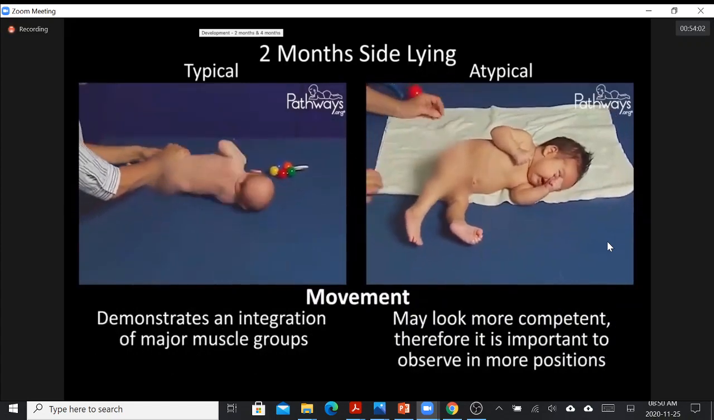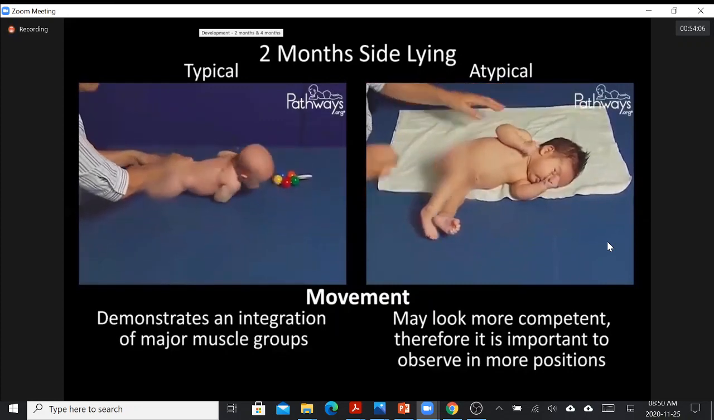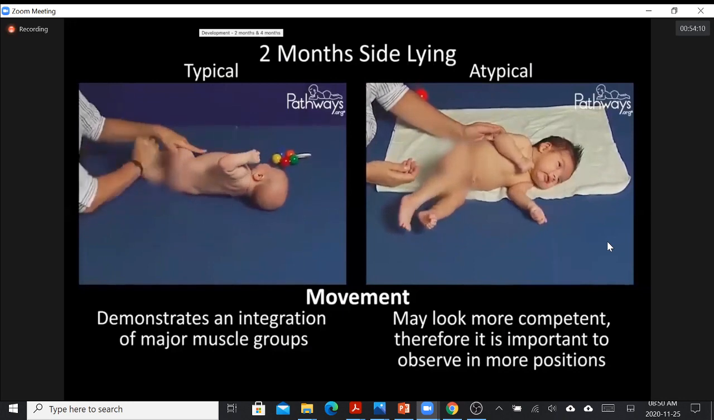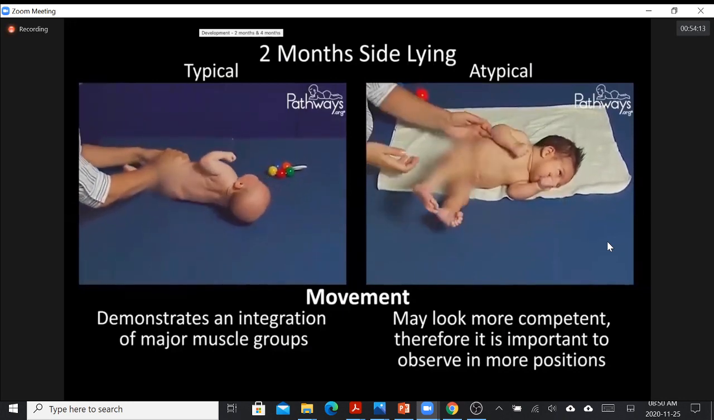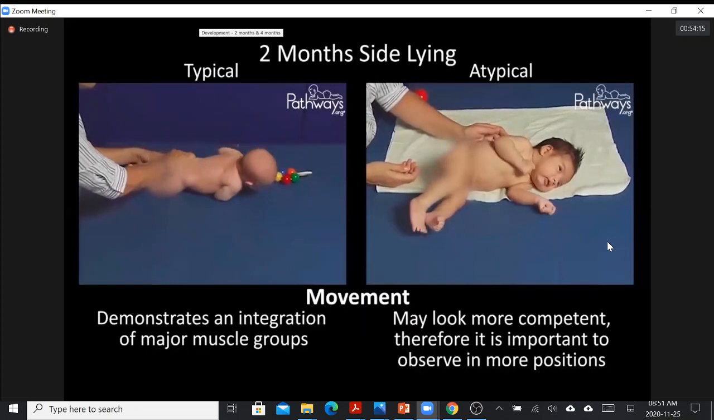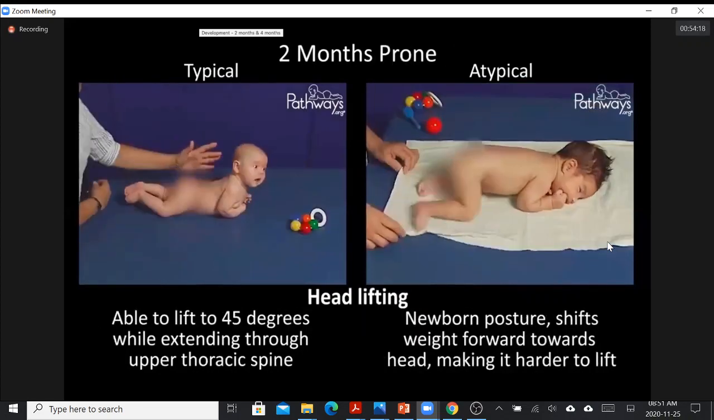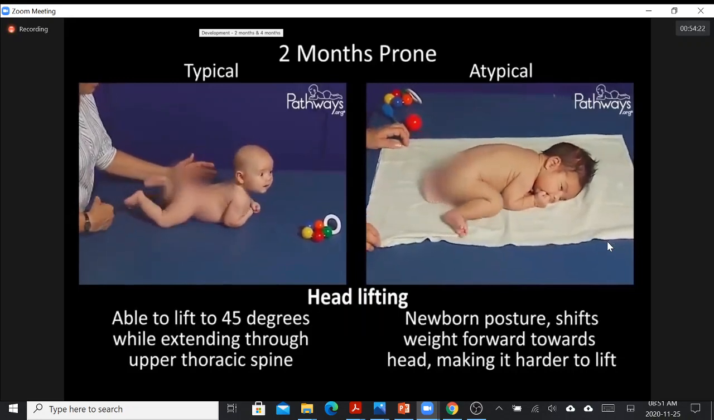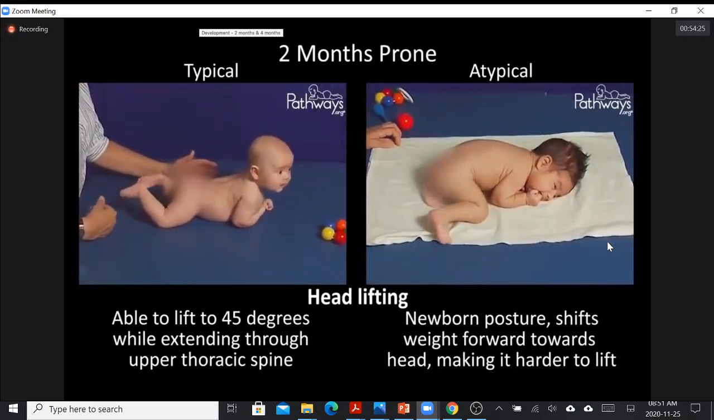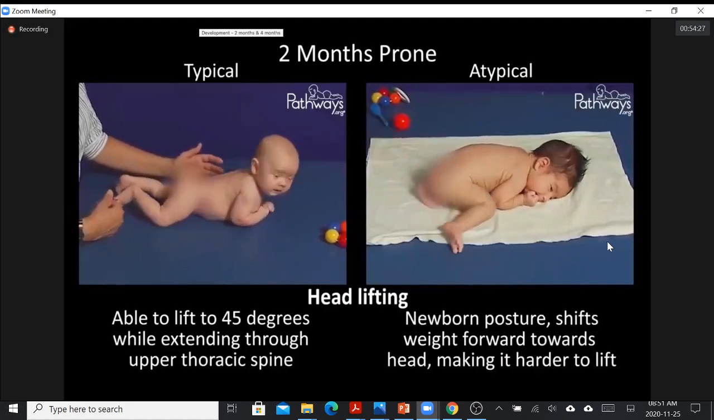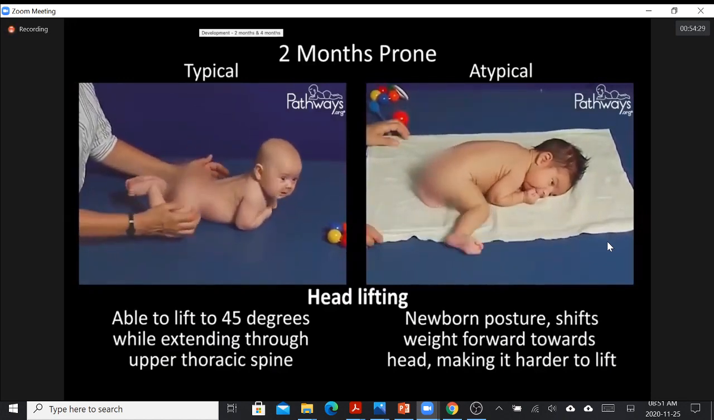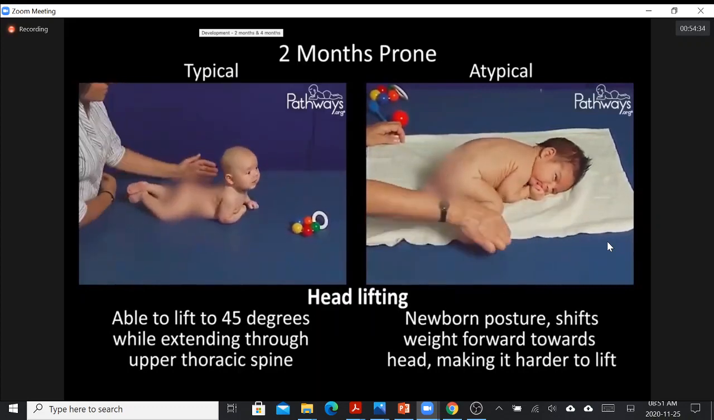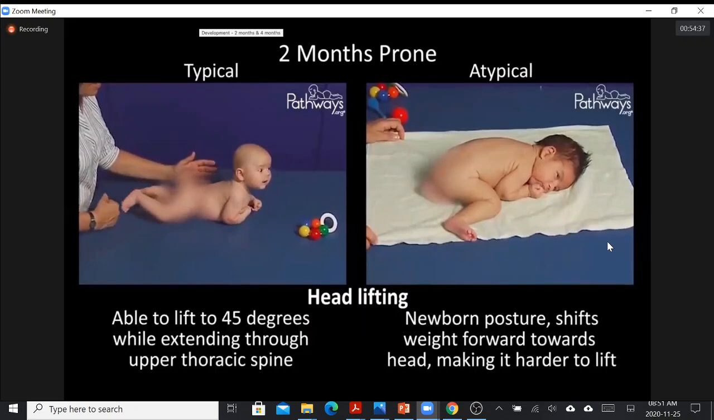Movement. In this position, the typically developing baby demonstrates an integration of major muscle groups. The atypically developing baby on the right looks more confident in this position. Therefore, it is important to observe in more than one position. Position 3, prone. Head lifting. The typically developing baby is able to lift 45 degrees while extending through the upper thoracic spine. Baby on the right still has a newborn posture. He shifts his weight forward towards his head, making it harder to lift.